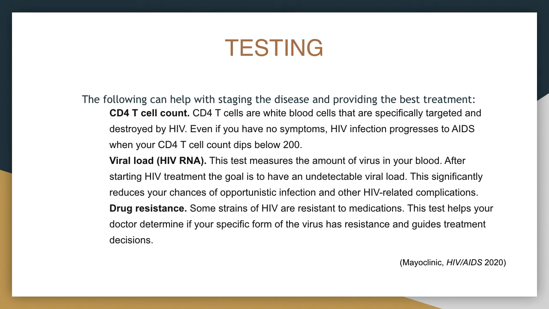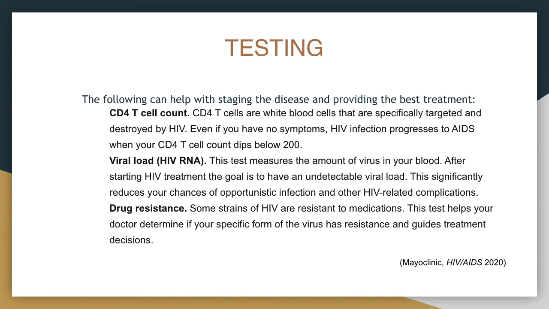Some testing that can be done that can help stage the disease and help your provider provide the best treatment are testing your CD4 T cell count. CD4 T cells are white blood cells that are specifically targeted and destroyed by HIV. Even if you have no symptoms, HIV can progress to AIDS when your CD4 T cell counts dip below 200.